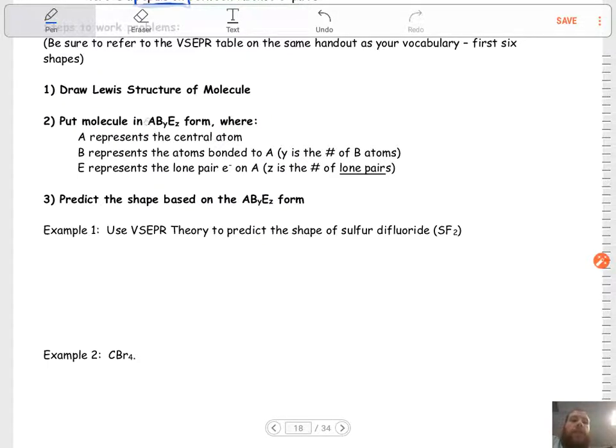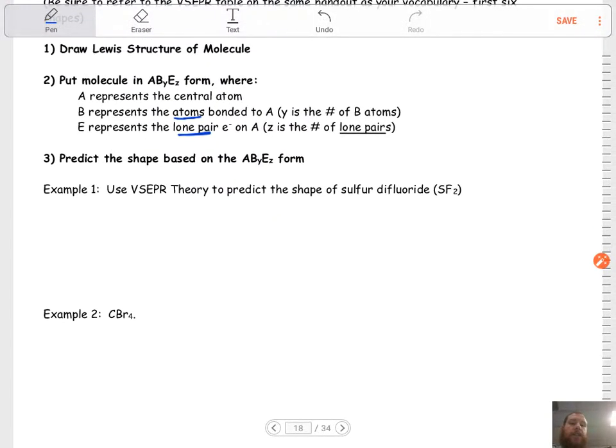Okay, so to do that, we're going to put it in AB E form, where A represents the central atom, B represents atoms that are bonded to A, Y is just the number of those, and E represents lone pairs. You'll see how I do that in just a minute. And then we're going to tell what the shape is and make sure our final drawing reflects that shape. So here we go. Let's just do an example together.